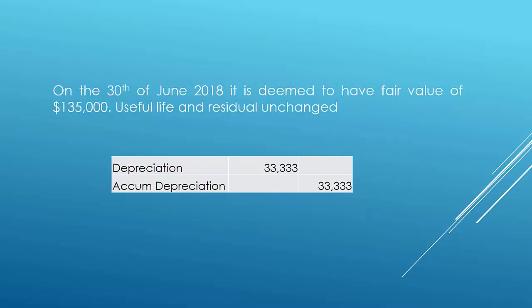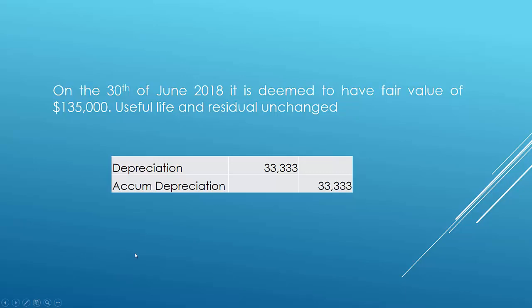Let's move forward another year to the 30th of June 2018. We now find that the asset has a recoverable amount calculated on the basis of fair value of $135,000. And during the year 2018 we would have had to recognise depreciation of $33,333. Please note that the depreciation was reduced because we actually had the impairment. So that reduced the depreciable amount, didn't it?